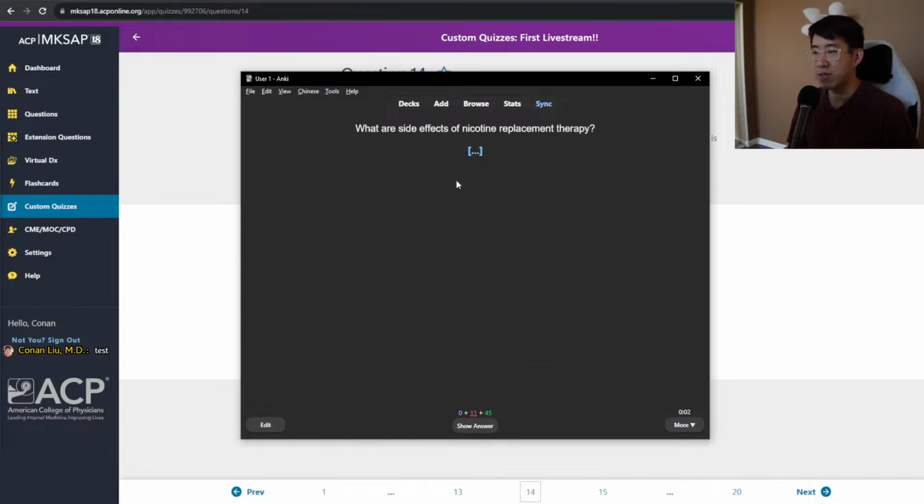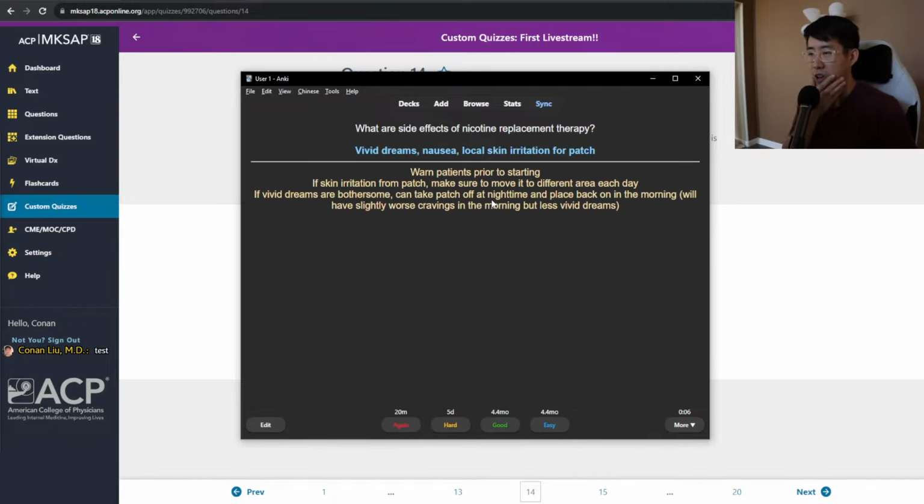What are the side effects of nicotine replacement therapy? That would be vivid dreams, nausea, local irritation, so you should warn patients before starting this.